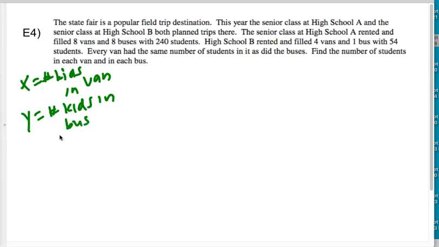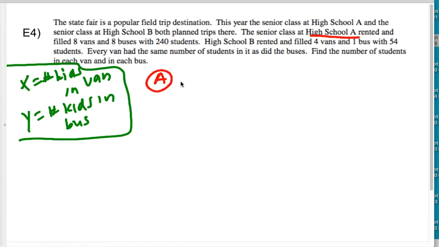And again, we're assuming that they're all the same size bus, right? So a bus fits however many kids, and that's it. Okay, so I'm going to have one equation for High School A. Well, High School A had 8 vans, so 8x plus 8 buses, 8y equals 240, right?